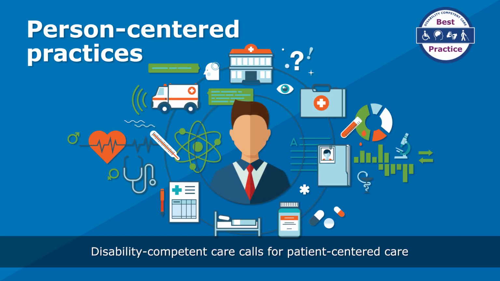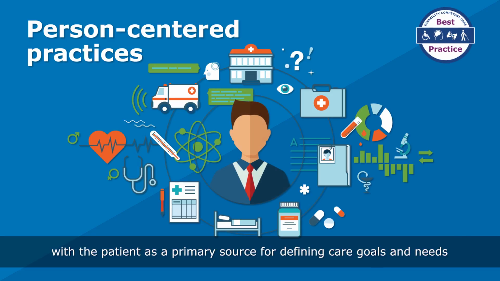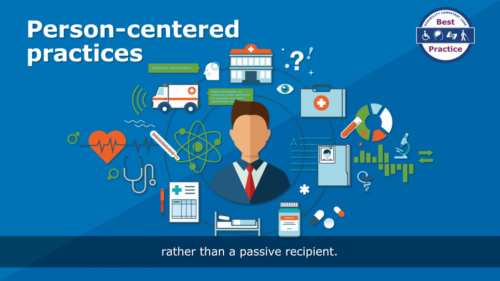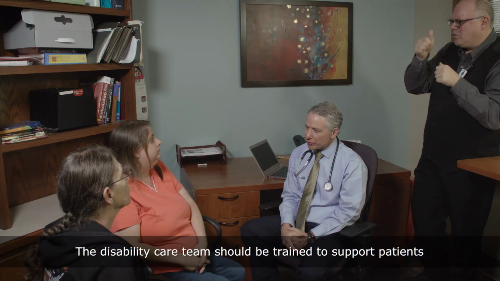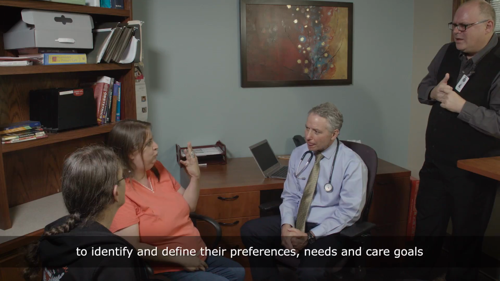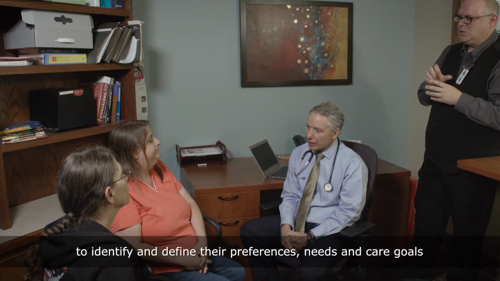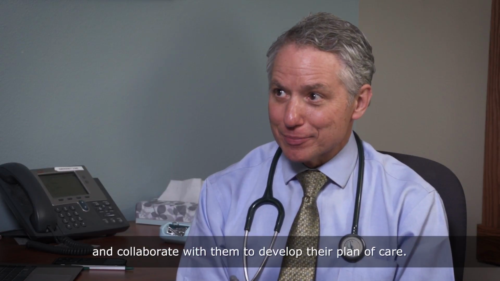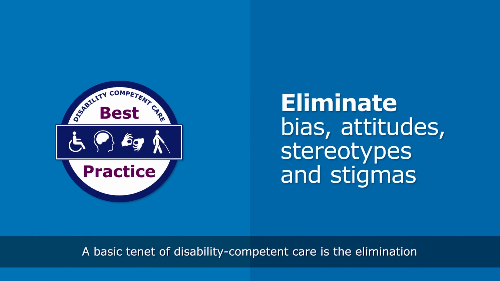Disability-competent care calls for patient-centered care, with the patient as a primary source for defining care goals and needs rather than a passive recipient. The disability care team should be trained to support patients to identify and define their preferences, needs, and care goals, and collaborate with them to develop their plan of care. A basic tenet of disability-competent care is the elimination of medical and institutional bias. It can be challenging to change bias, attitudes, stereotypes, and stigmas because they are often unconscious.